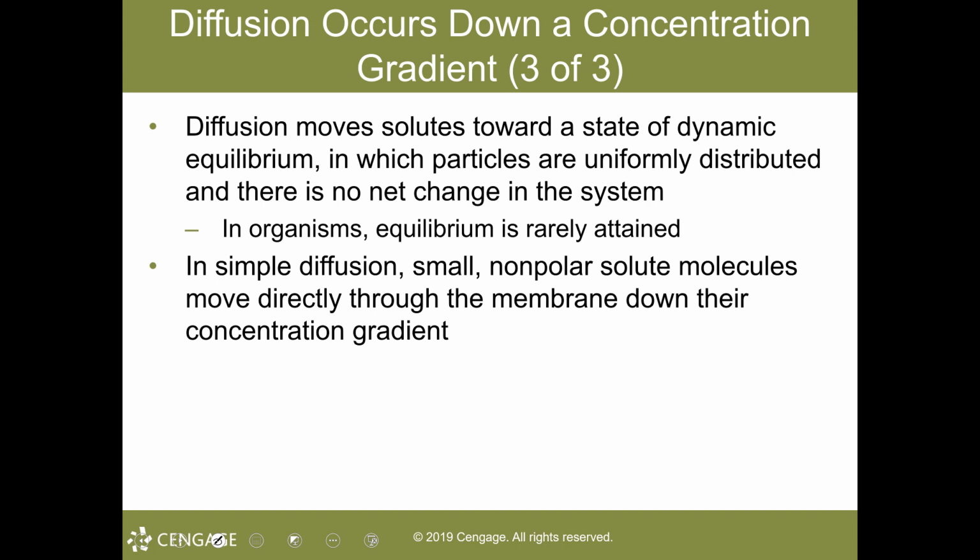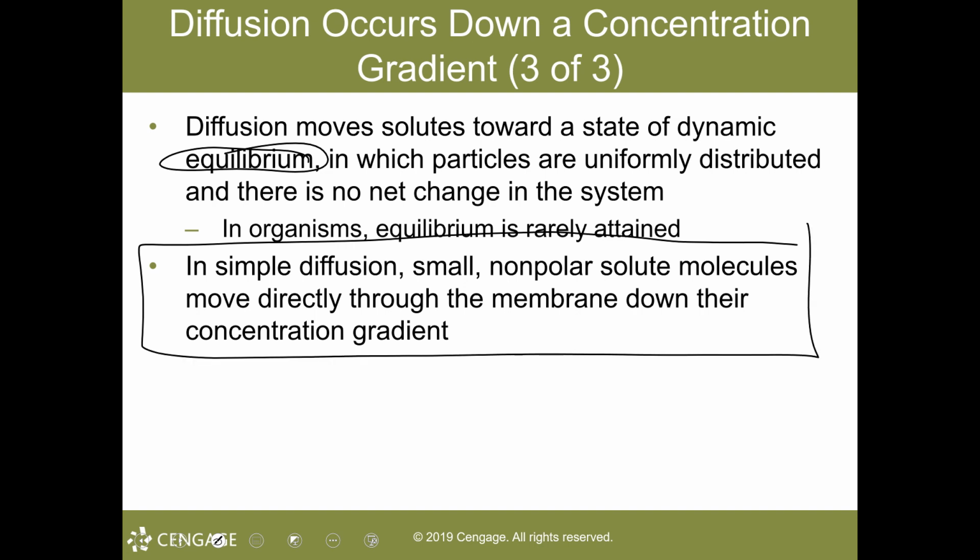So with this, class, it mentions the diffusion of those solutes toward a state of dynamic equilibrium, meaning the particles keep moving until they are uniformly distributed and there is no net change. Within us, equilibrium is rarely attained, so there will likely be a diffusion of molecules happening throughout. In simple diffusion, those small nonpolar solutes move directly through the membrane. I repeat, they move directly through the membrane, down their concentration gradient.